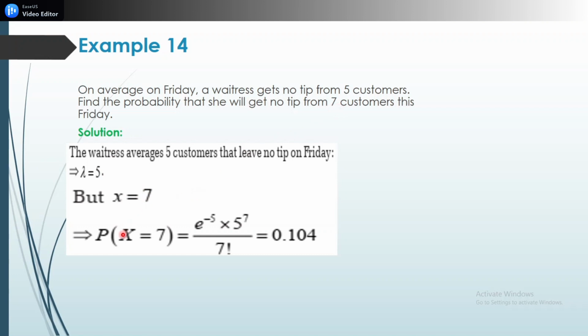When we apply our probability to the case of x equal to 7, the probability that she will get no tip from 7 customers is equal to P of x equal to 7. When we apply the probability for the case of Poisson, e to the power negative lambda times lambda, which is equal to 5, to the power x, which is 7, over factorial of 7. This one is equal to 0.104.